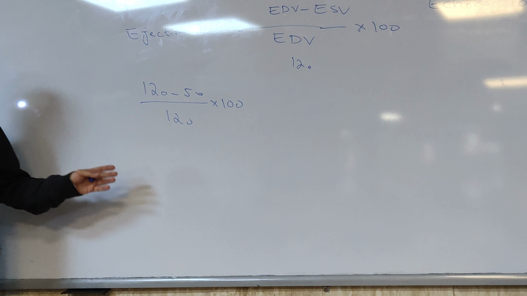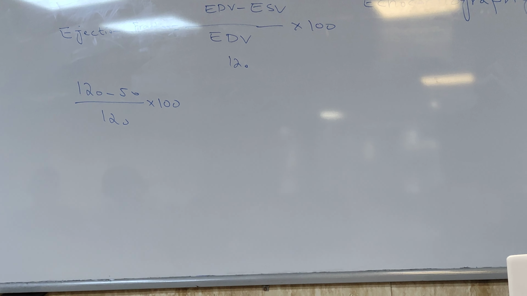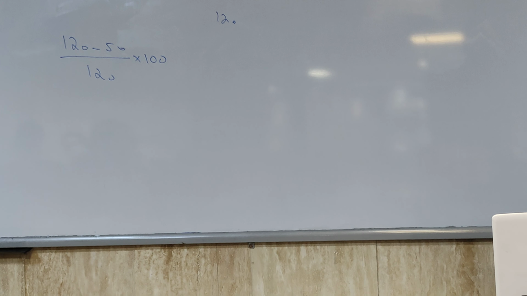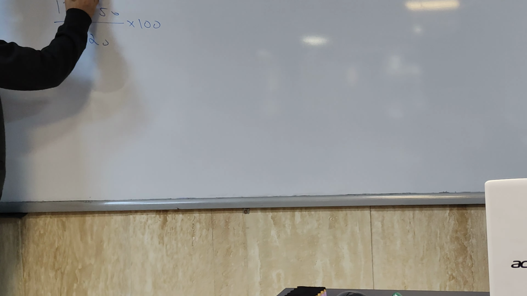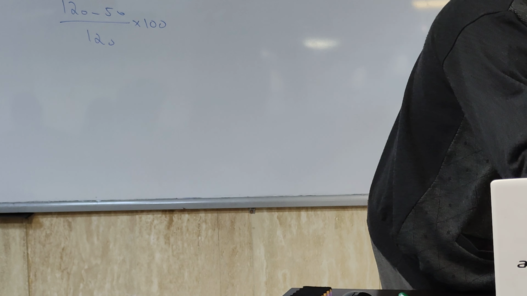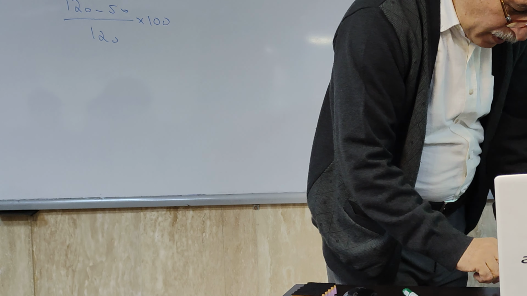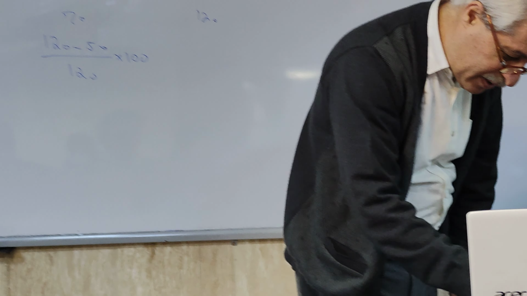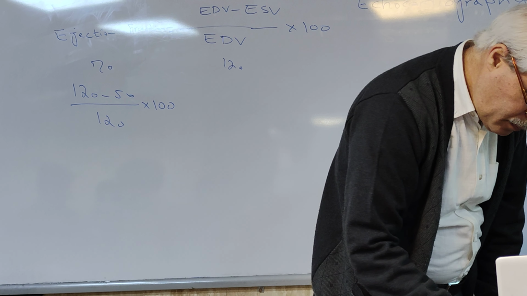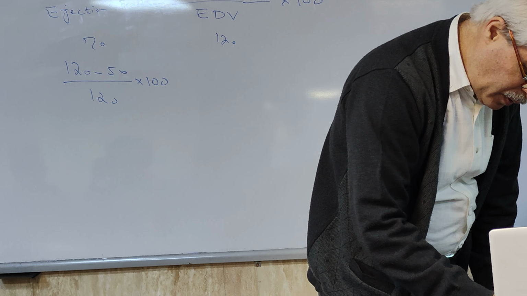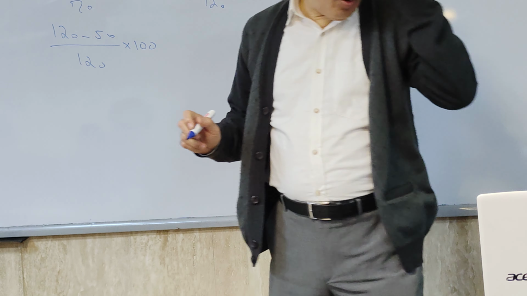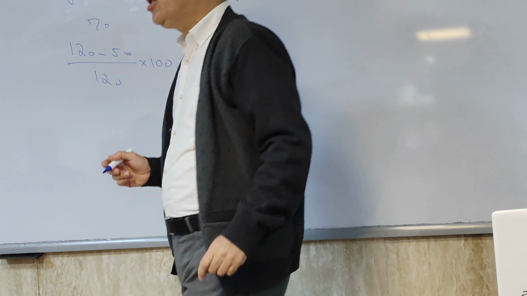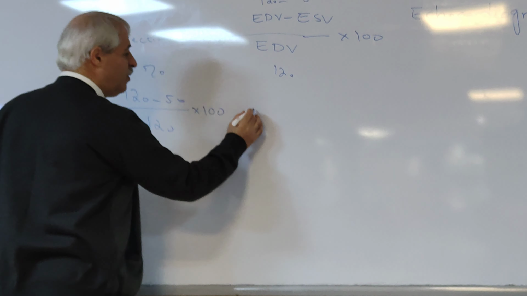How much would be the normal ejection fraction? 70 over 120. 58. Are you sure? 70 divided by 120, 7 divided by 12. That will be more than this. 58.3. You can use a calculator. The normal ejection fraction at rest is around that.